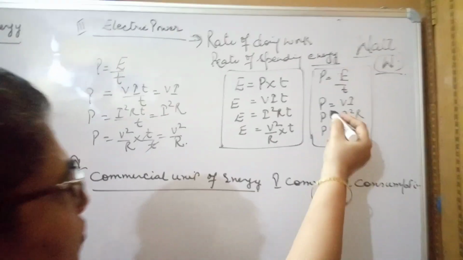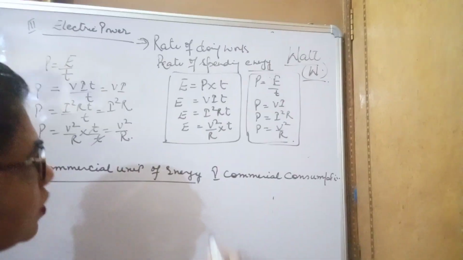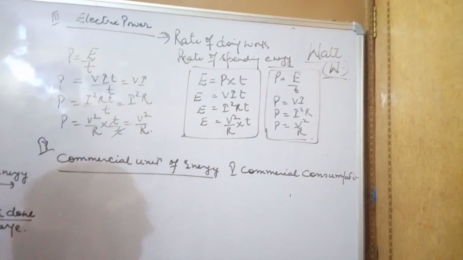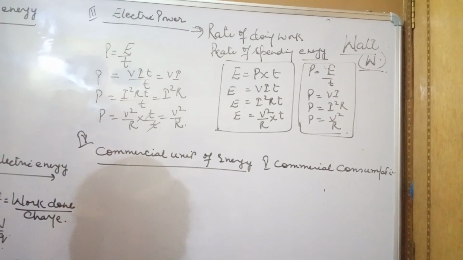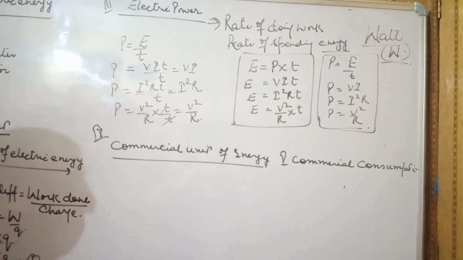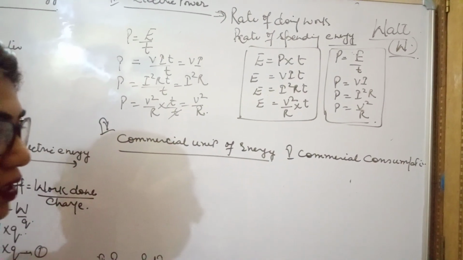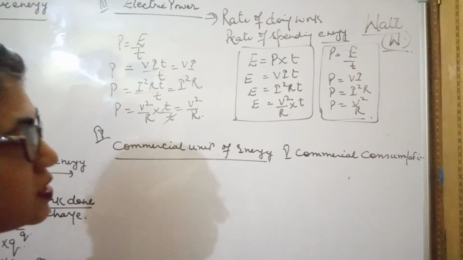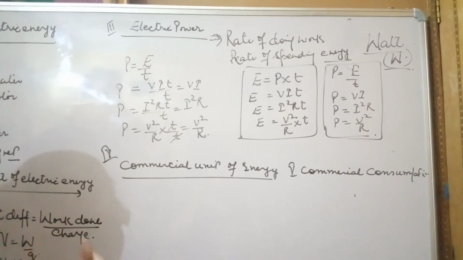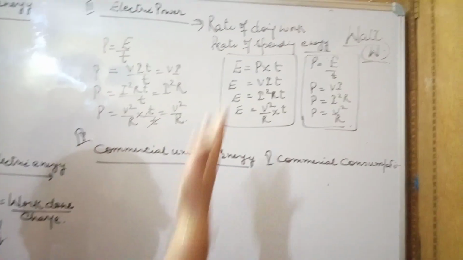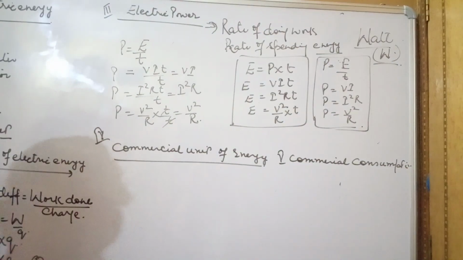Here we can define the watt. If the potential difference is 1 volt and the current flowing is 1 ampere, then what is the power? That is 1 watt. Otherwise, we have already done in the second chapter, power as work done upon time. When 1 joule of work is done in 1 second, then the power consumed is 1 watt. You can explain it either way, maybe from here, maybe from that chapter.